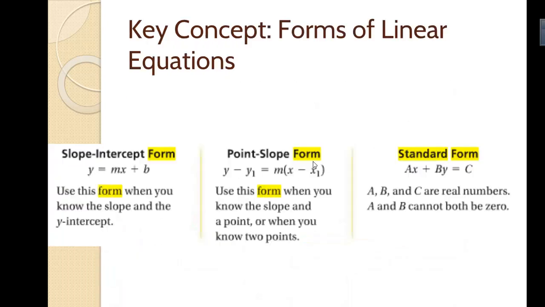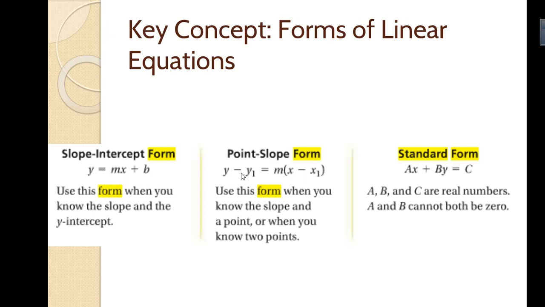All right. So now let's look at the forms of linear equations. There are three forms we're going to look at. The first one is slope-intercept form: y equals mx plus b. We're going to use this form when we know the slope and we're given the y-intercept, which is the b. This is probably the one you're most used to.